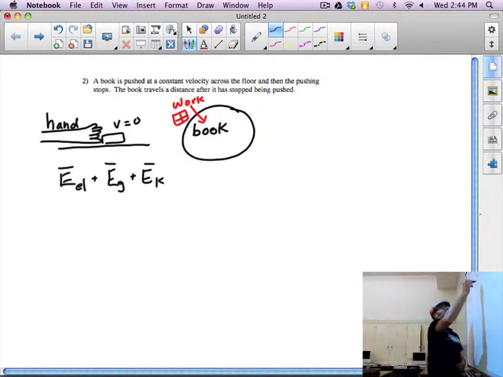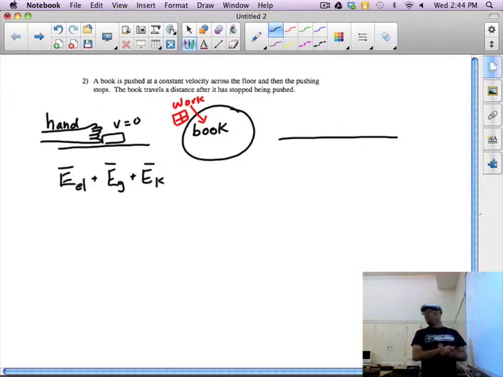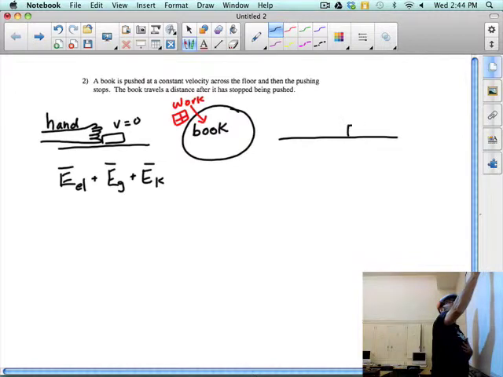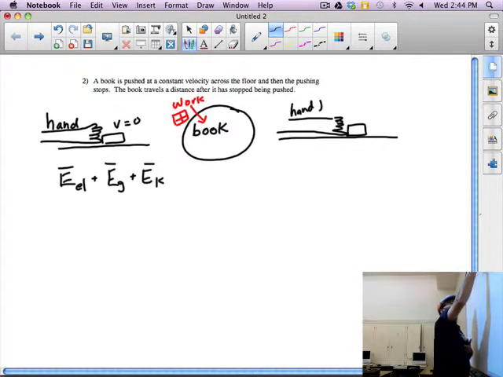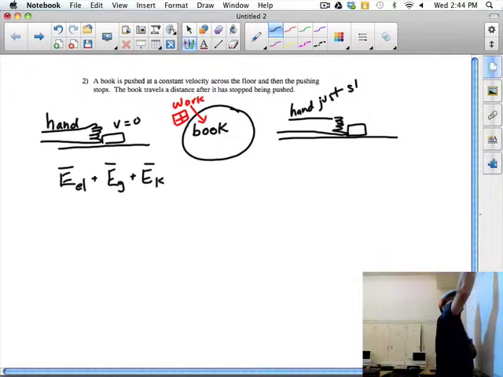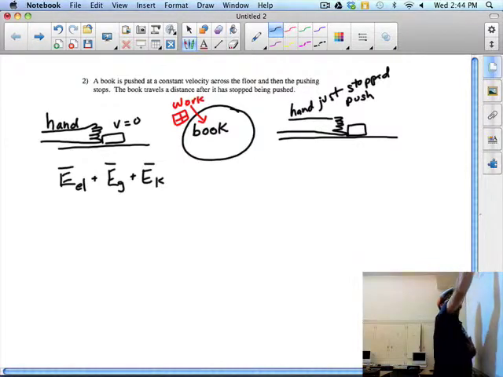Okay. So then what? Next interesting moment in time is when? Yeah, let's go. Good. So it's at the moment exactly when the hand lets go. So the hand is still there, but whoever's beautiful hand this is has just let go. I should probably write that because you won't actually know from my picture. So hand just stopped pushing. Everybody good there? Everybody cool? There we go.